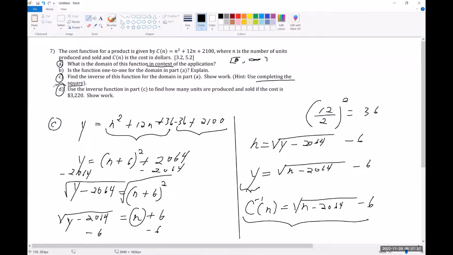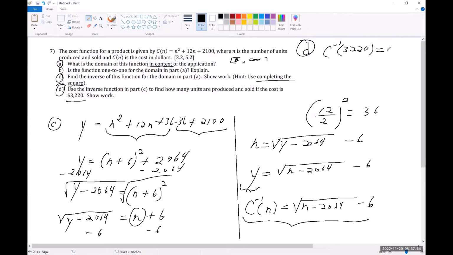I should be able to do part D, and I'm going to squeeze it in up here. Because it says use the inverse function in part C to find how many units are produced and sold if the cost is 3220. So I'm going to plug in 3220. Can everybody see what I'm doing?